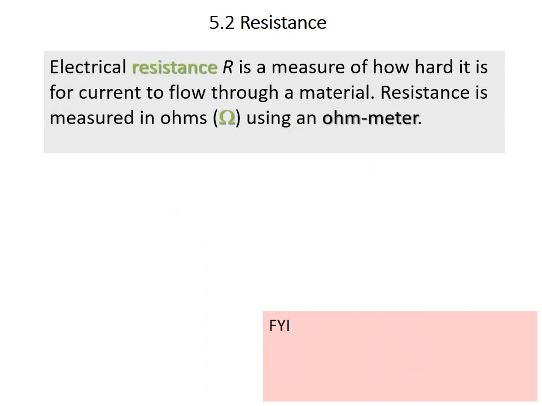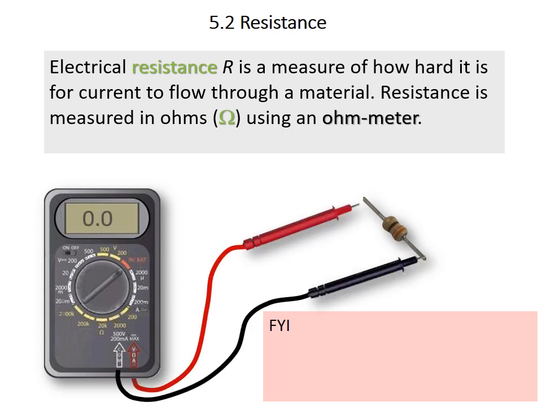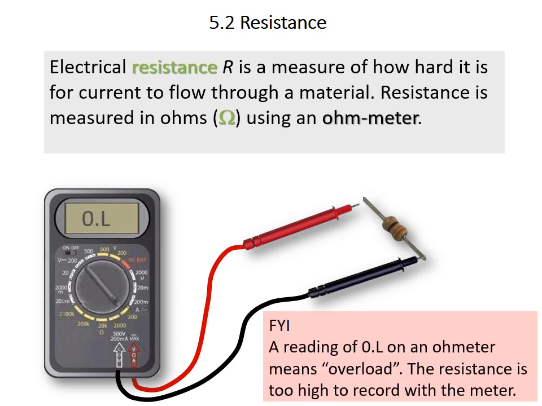Resistance is just a measure of how hard it is for current to flow through a material. It's measured in ohms, and you can measure it using this ohm meter. Let's say we attach the ends of these leads from an ohm meter to a resistor. When we turn the dial, we might see this, a reading of 0L. This just means that the resistance is too high to record with the meter. Maybe we need to change the dial or the scale we've chosen for the read. So we can switch the scale, change the resistor, and let's say we get a read of 330.4, and this would be ohms.